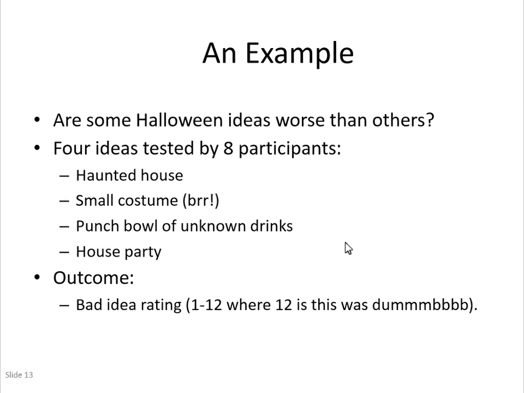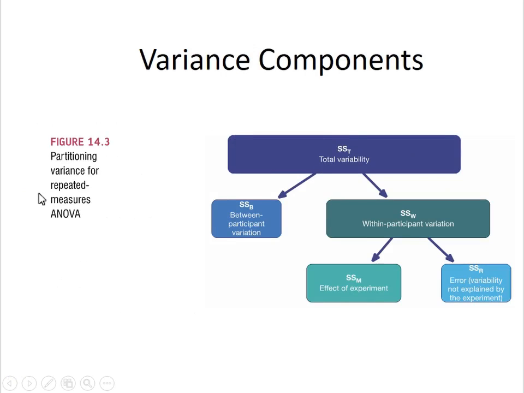Okay, so let's try an example, so that some of this will make a little more sense, more concrete. Our silly example for the day is, are some Halloween ideas worse than others? We've got 8 participants, not a very big data set. We can't really assume normality. They tested all 4 ideas: they went to a haunted house, wore a small costume, a punch bowl of unknown drinks, or a house party. They rated it on 1 to 12, where 12 was a really dumb idea, shouldn't have done this, and 1 was a lot of fun, it was fine.